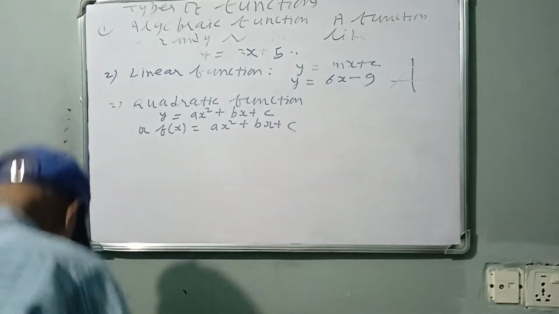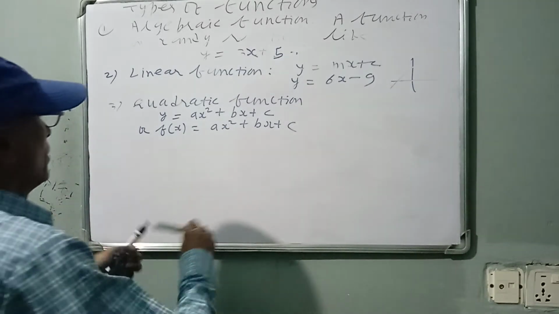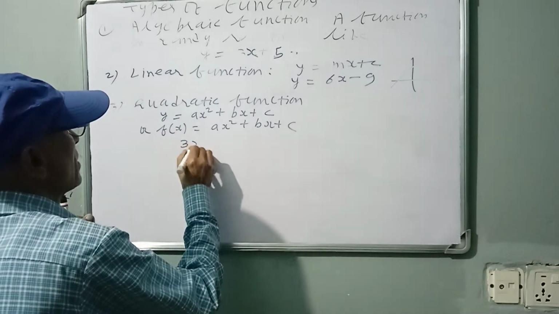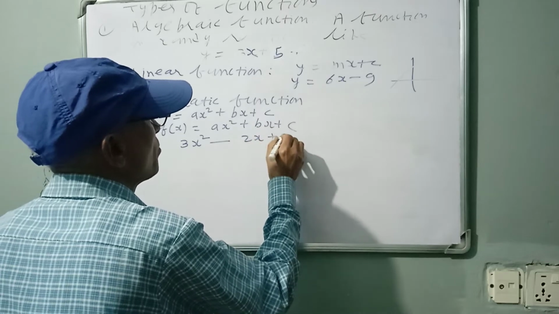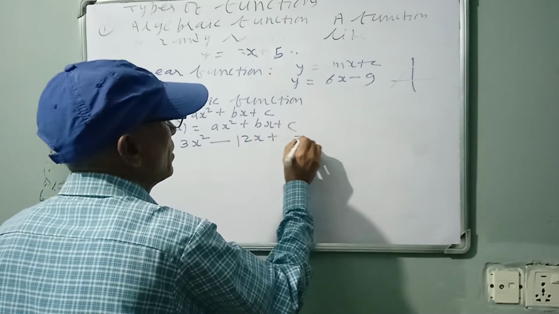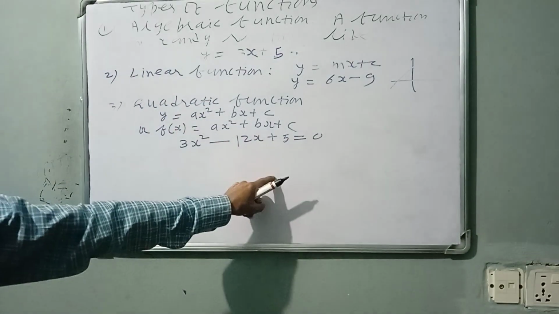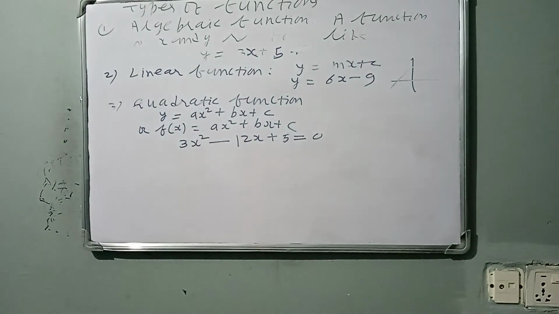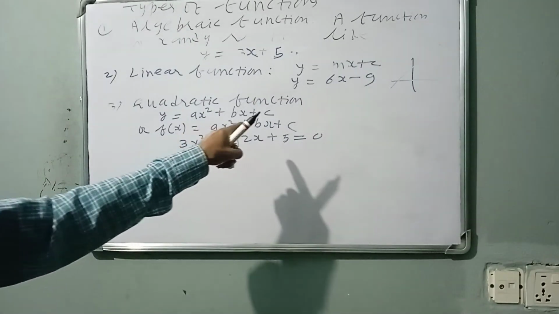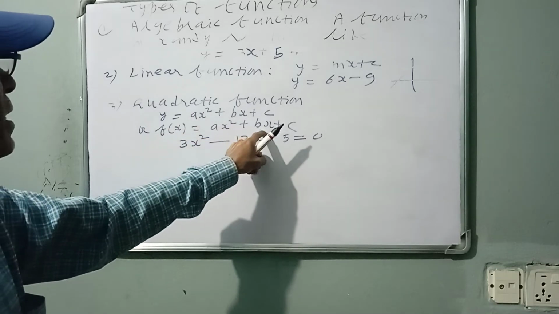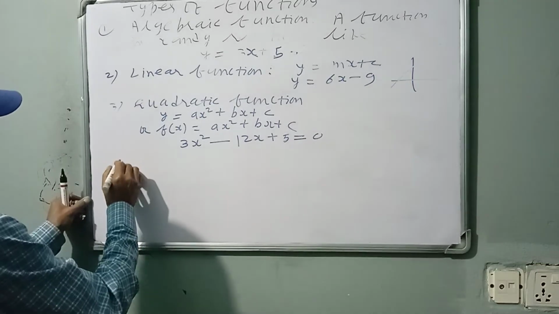For example, in algebra, 3x square minus 2x plus 5 equals 0. This is a quadratic function. So there is x square, there is x and a number. A function in the form of f(x) equals ax square plus bx plus c is called a quadratic function.